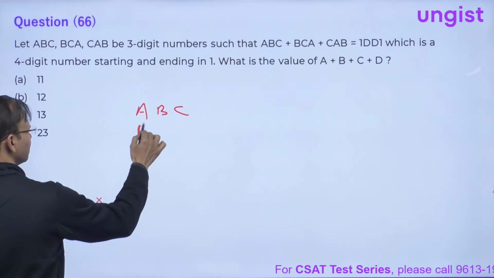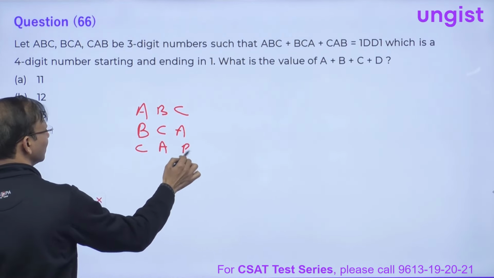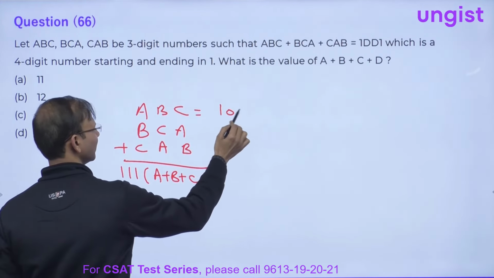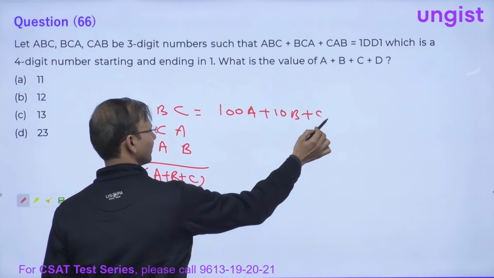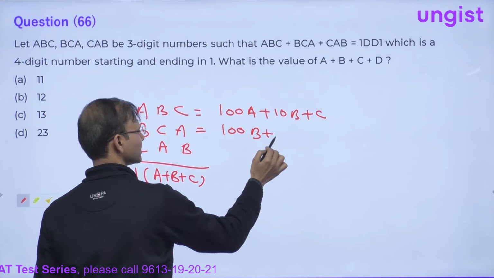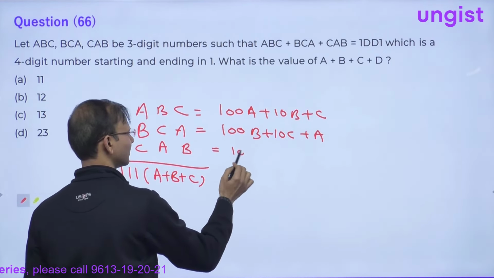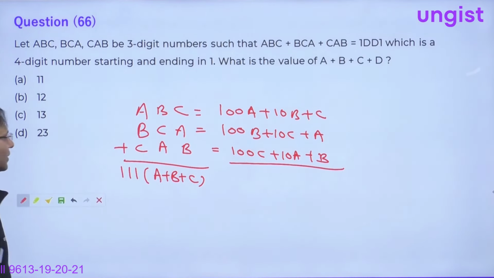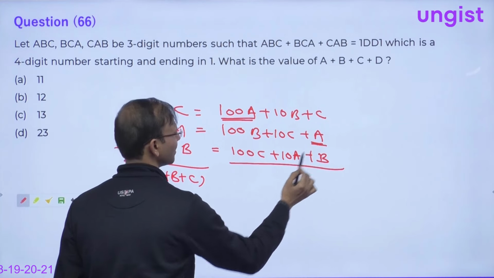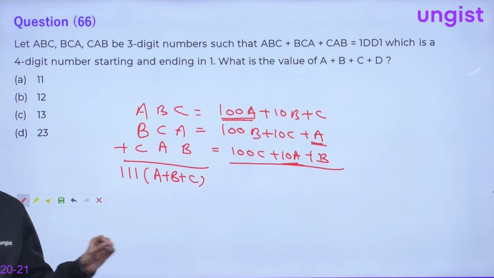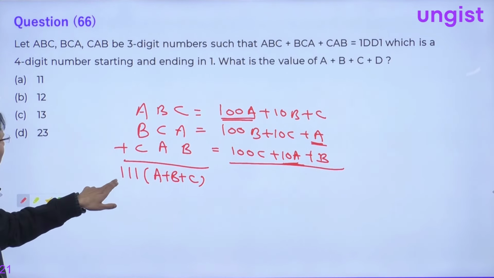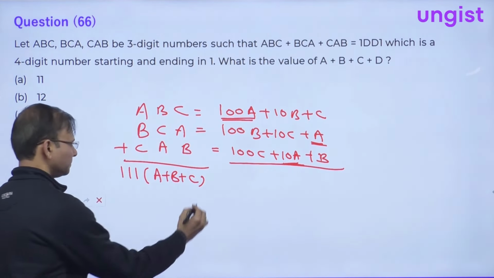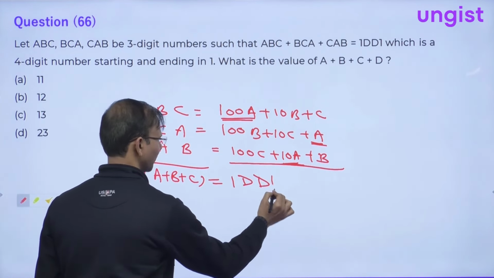ABC plus BCA plus CAB, right? This is equal to 111 into A plus B plus C. Why? Because 100A plus 10B plus C, right? This is 100B plus 10C plus A, right? This is 100C plus 10A plus B. Guys, now it is clear, right? So when you add them, 100 plus 1 plus 10, this is 111A plus 111B plus 111C, right? So their sum will be equal to 111 times A plus B plus C. Everybody clear? And which is given as 1DD1, right?